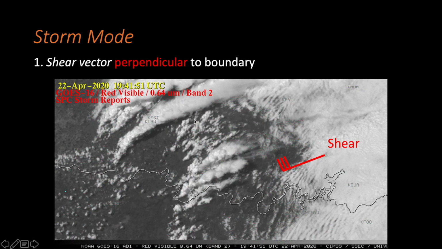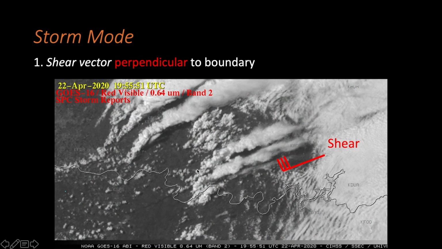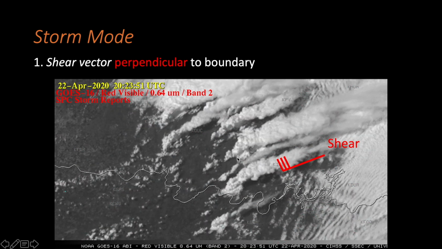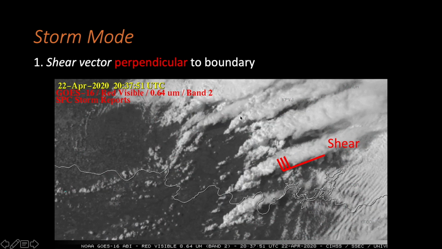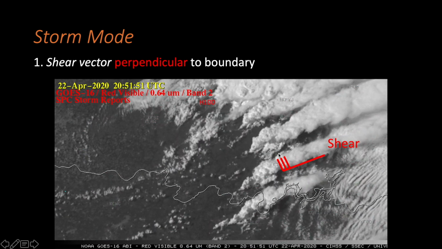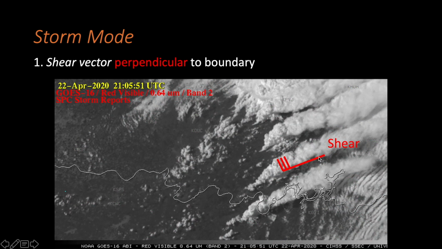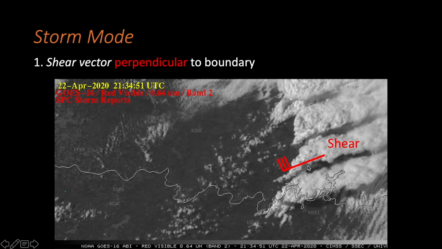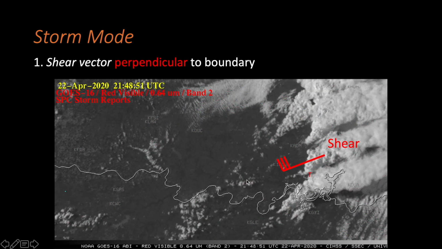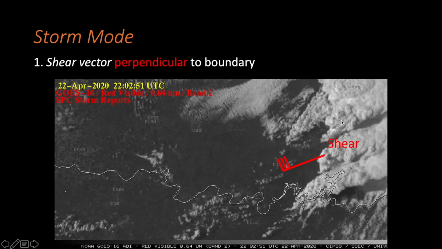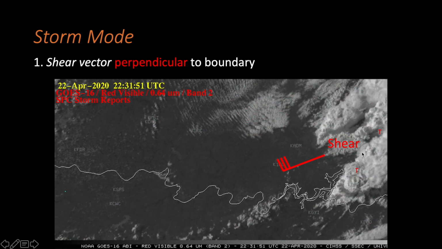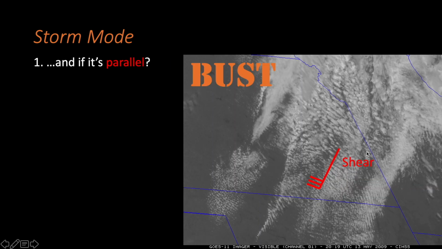So when you have your shear vector perpendicular to your boundary, this is what I'm looking for as the best kind of chasing opportunities, because that lines up your string of cells and they tilt downshear in a way that does not interfere with any other storm here. You could see in this configuration, with our shear vector perpendicular to that boundary, all these storms are able to coexist and float on for long periods of time without messing with each other.